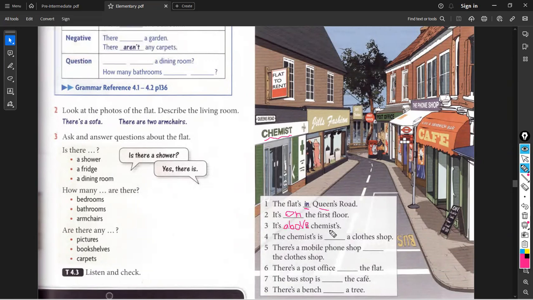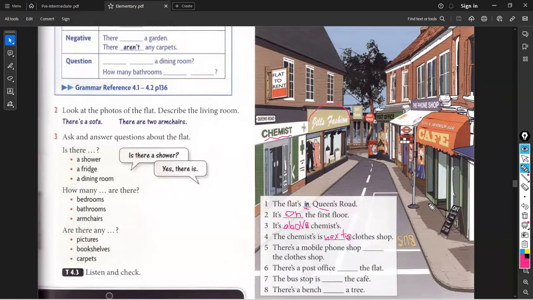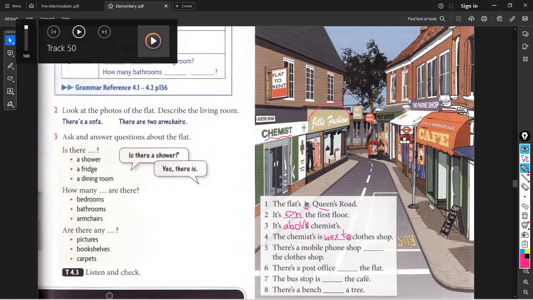Now 4. The chemist's is a clothes or clothes shop. This is the clothes. Ah, exactly. This is the clothes shop. So the chemist is next to. Amazing. Next to. Let's listen to check if it is correct or not. 4. The chemist's is next to a clothes shop. Amazing. Thank you.